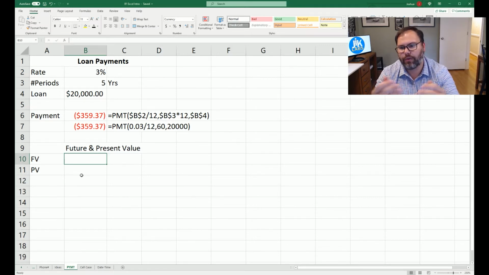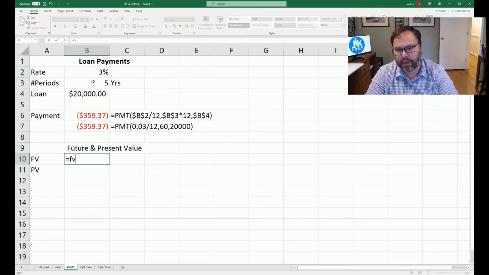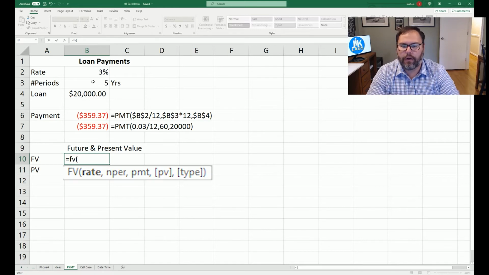Let's just say we had $20,000 today cash, and we wanted to see what we would have in 5 years at 3% interest. We could also say we made payments or we made no payments. Same thing with present value. If we had $20,000 5 years from now, what is that worth in today's money? We're going to come to future value, and we want to know what $300 a month over 5 years earning 3% interest is going to be worth.